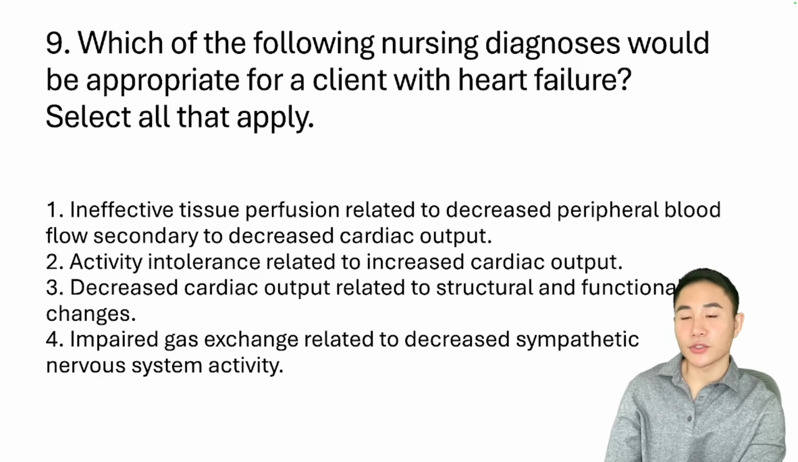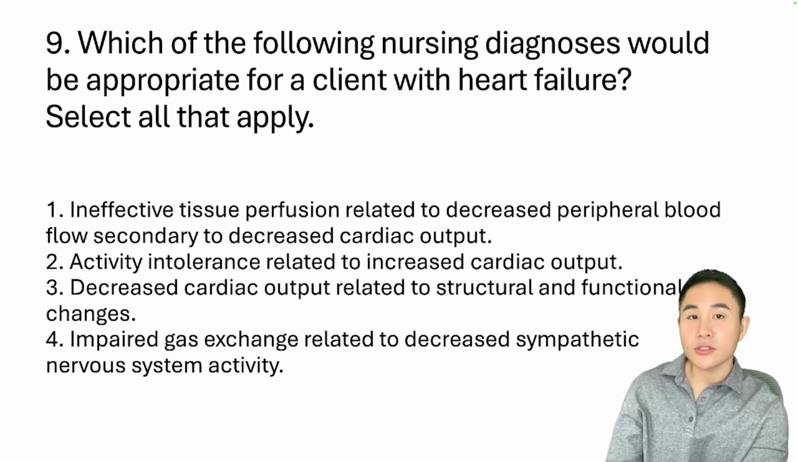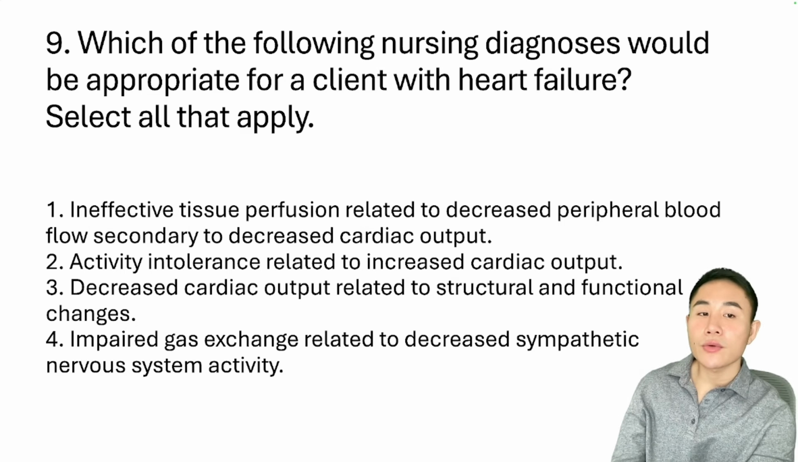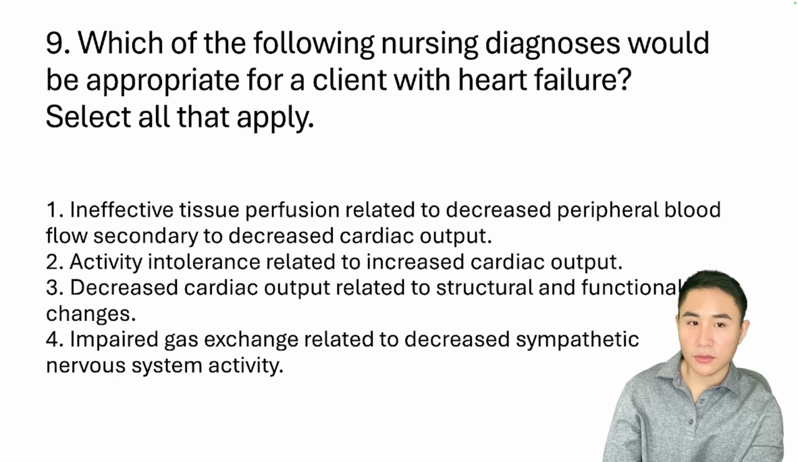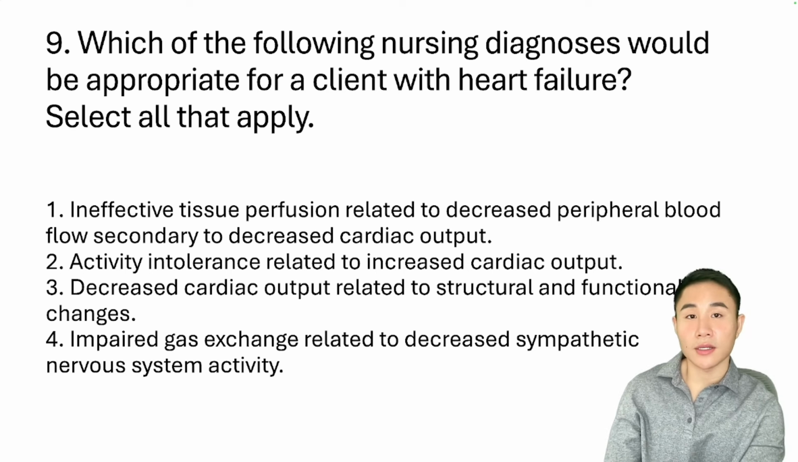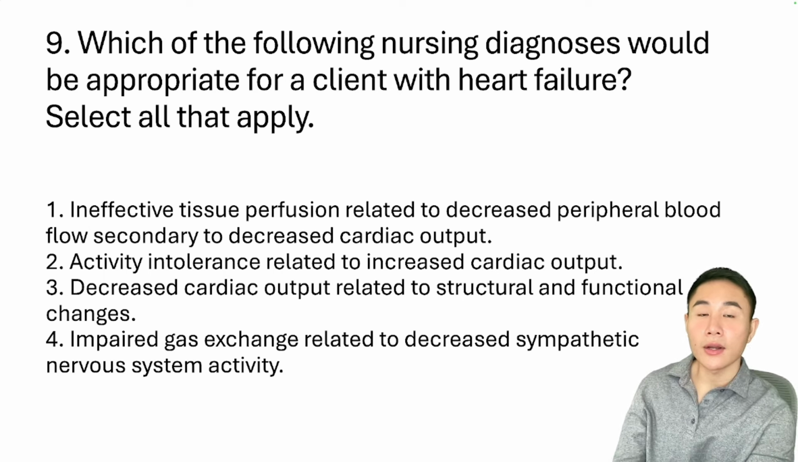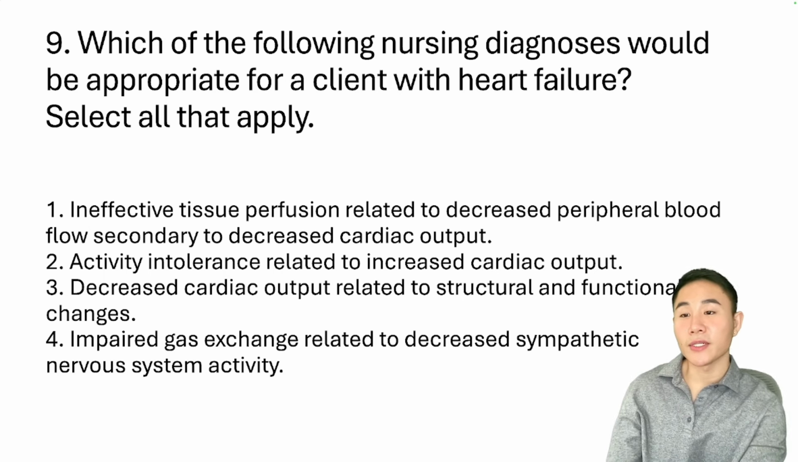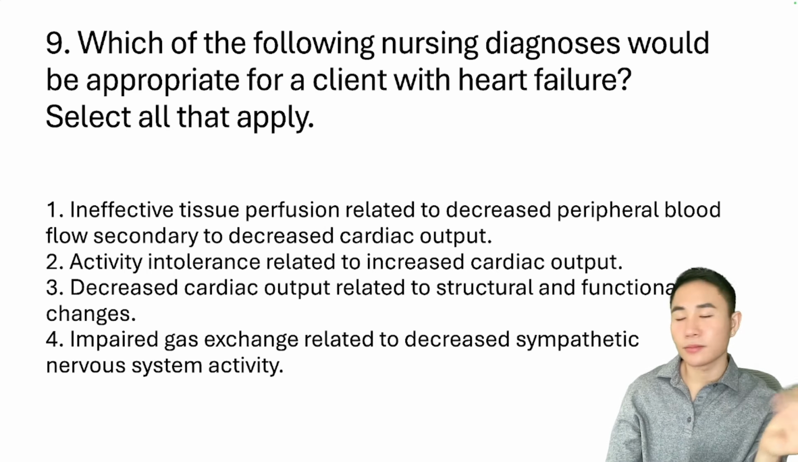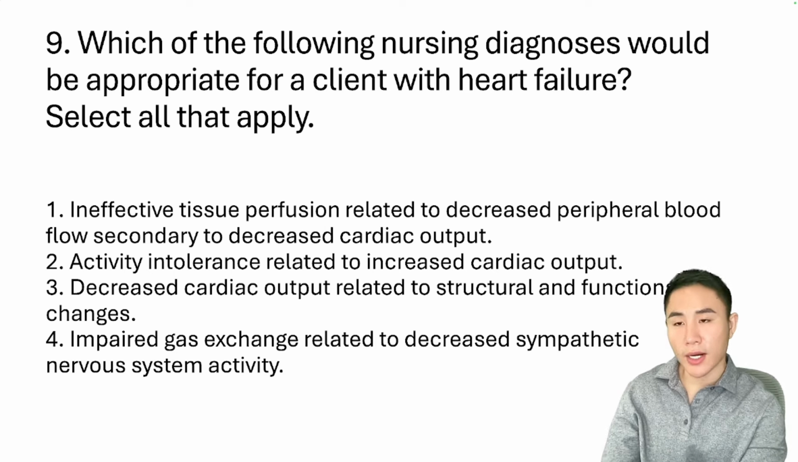Ineffective tissue perfusion, correct. When someone has heart failure, the heart doesn't pump enough blood, so there is ineffective tissue perfusion. Related to decreased peripheral blood flow, that's also correct, because there's a decrease in cardiac output and less blood coming to the organs and the tissues of the body. Secondary to decreased cardiac output, correct. So number 1 is correct.